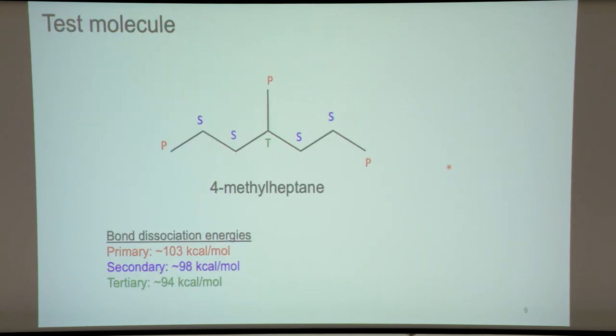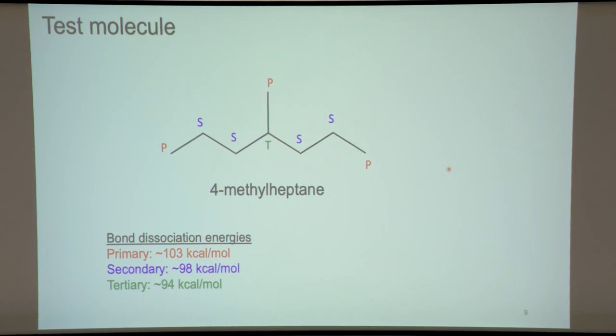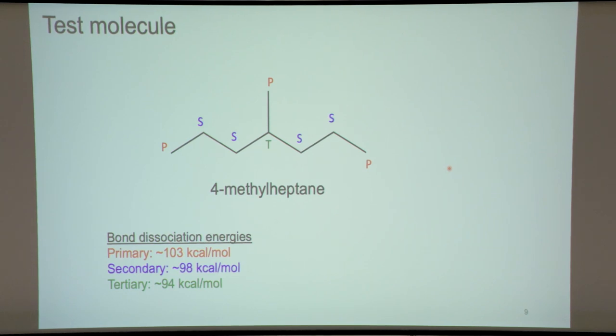Okay, so let's start building a model. This is our model. This is our molecule for our test. It's called 4-methylheptane. It's an isomer of octane with a methyl branch in the middle. I just chose it for example. It could be any molecule you could pick.